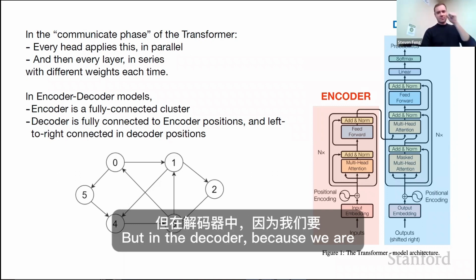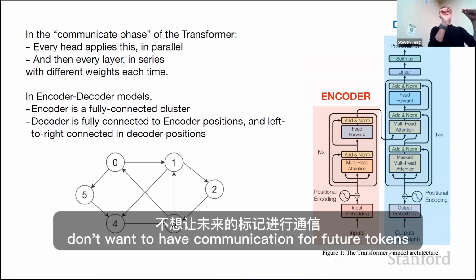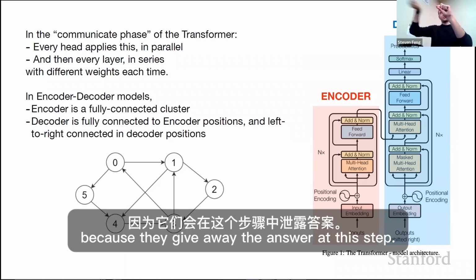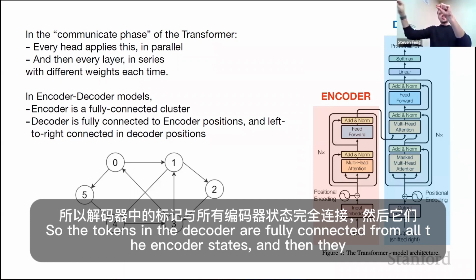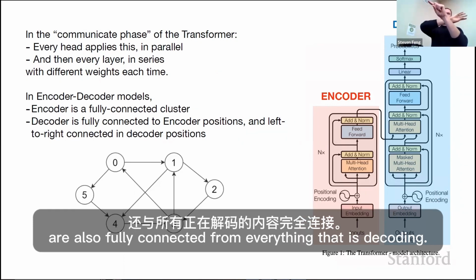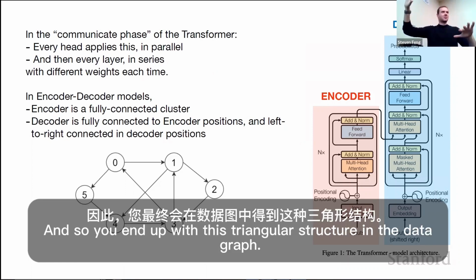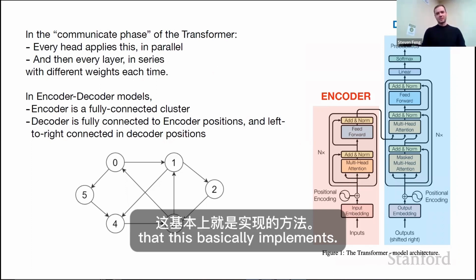But in the decoder, because we are trying to have a language model, we don't want to have communication from future tokens because they give away the answer at this step. So the tokens in the decoder are fully connected from all the encoder states, and then they are also fully connected from everything that is before them. And so you end up with this triangular structure in the directed graph. But that's the message passing scheme that this basically implements.